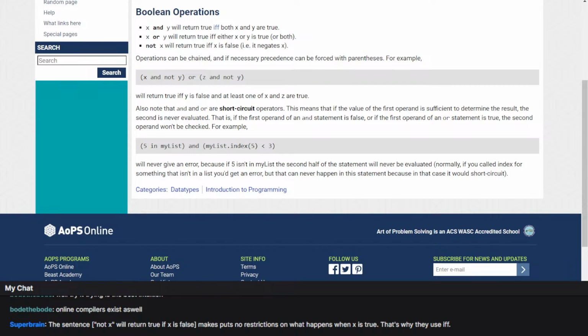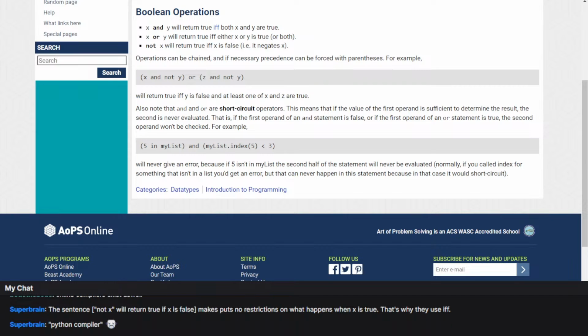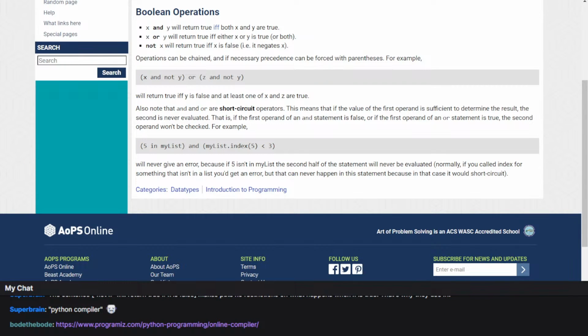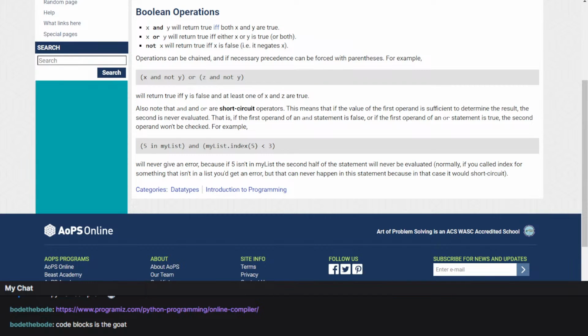Superbrain says Python compiler, sad face. Why? Wait, oh, Python interpreter? Is that what you wanted? Sad face. Well, C# uses a compiler, okay? Don't be like that to me. I didn't mean to hurt Python's feelings. Bodepibode says code blocks is the goat.